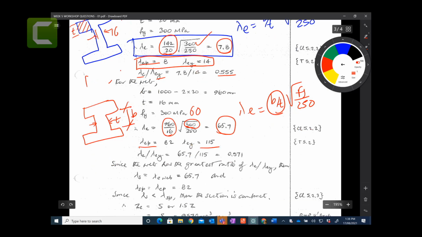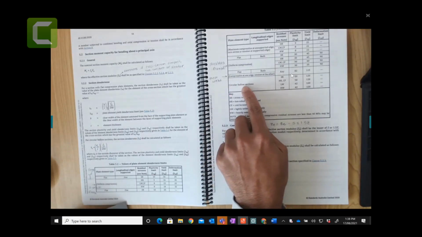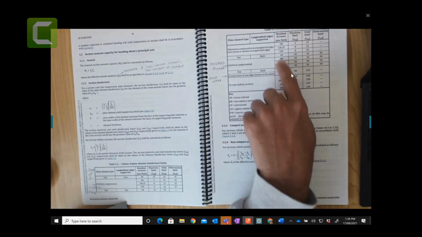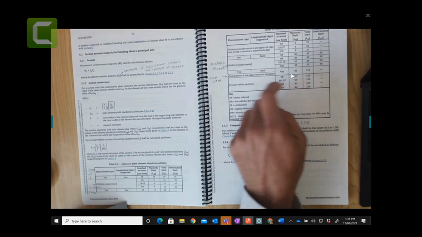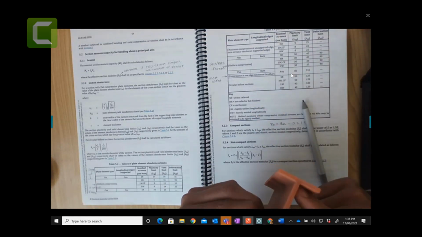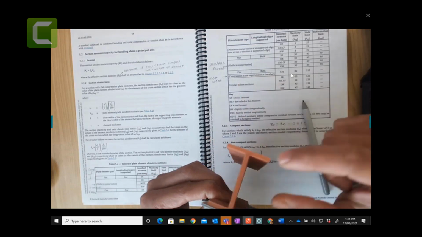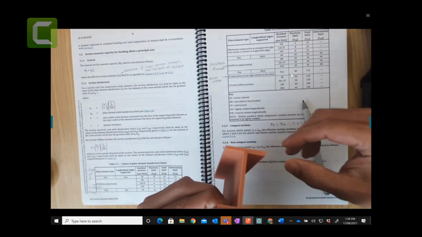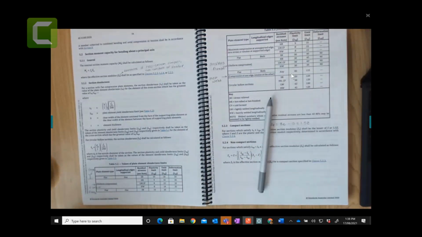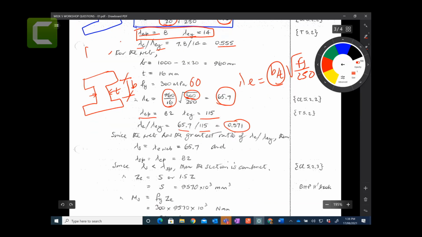Now lambda EP for the flange and lambda EY for the web. Coming back here, on almost four of these lines for any residual stress, you have 82 and 115. Why do I use this one? Because it's a flat plate with both longitudinal edges supported, with compression at one end and tension at the other. So you got 82 and 115. We do 65.7 divided by 115, and you have 0.571.